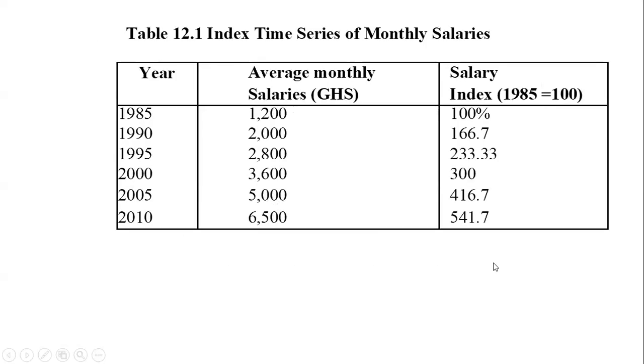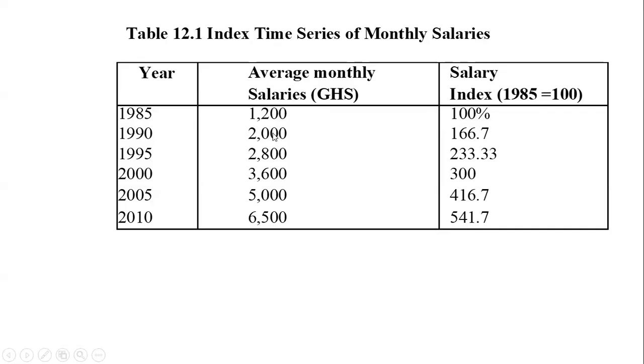So if you go to the table, that is what is happening. For the base year, that's already 100%. So if you like, you can still do it. In the base year, that will be 1,200 divided by itself, because you take each one and divide by the salary for 1985. So if you divide 1,200 by itself, you still get 1. That 1 times 100 gives you 100%. So that's how you get this.